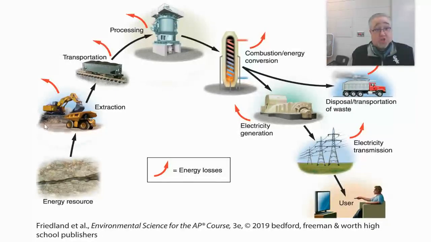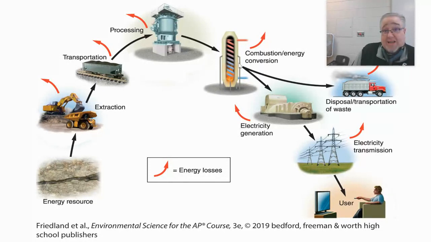We have to extract the coal. That requires energy. We have to transport the coal. That requires energy. We have to process it. We have to burn it. We have to combust it. We have to remove all the waste and dispose of that. We have to generate the electricity. We have to transmit it to your house, and then we can use it.